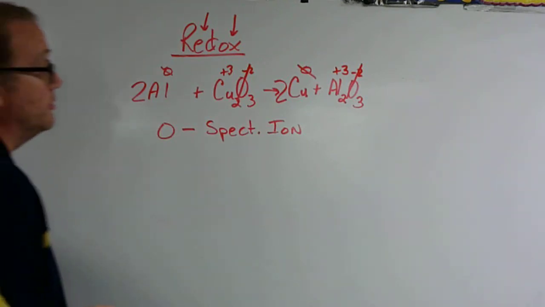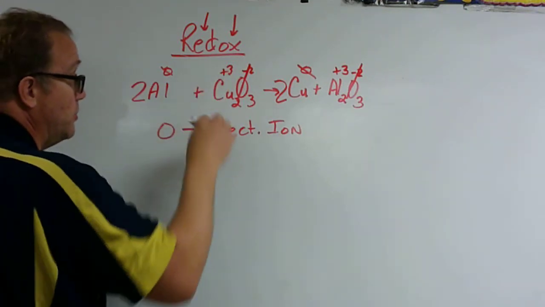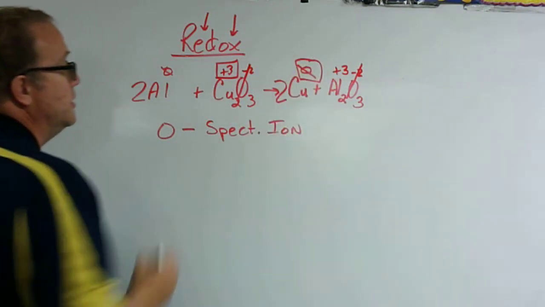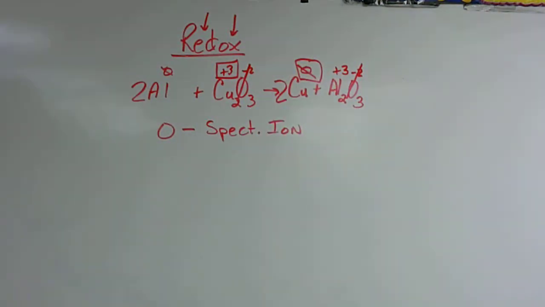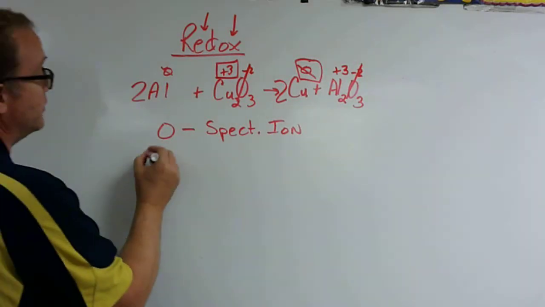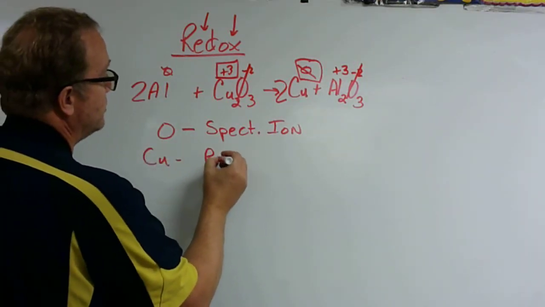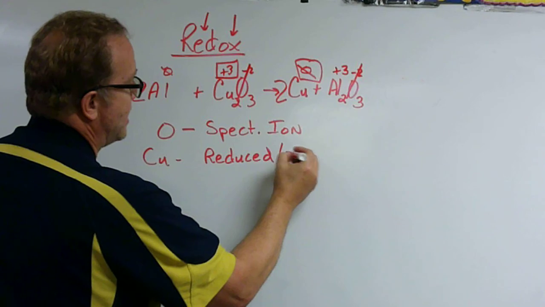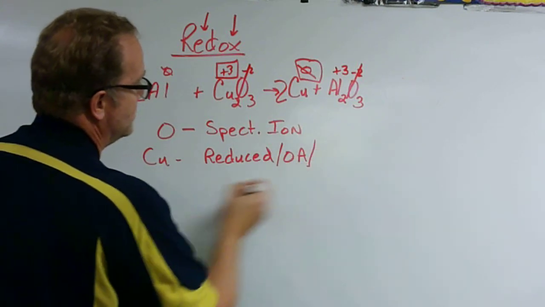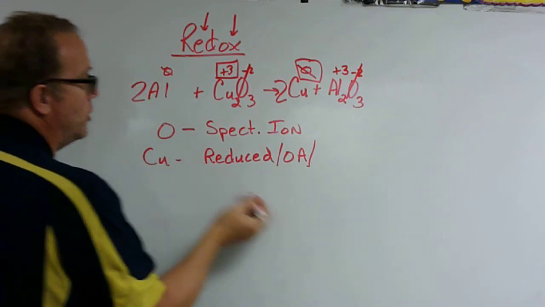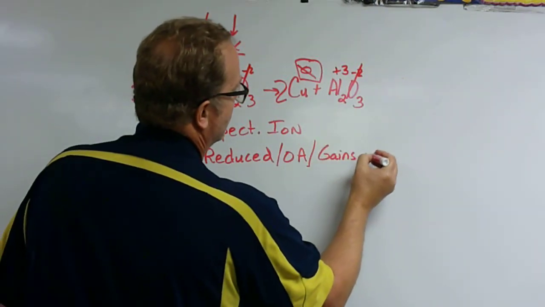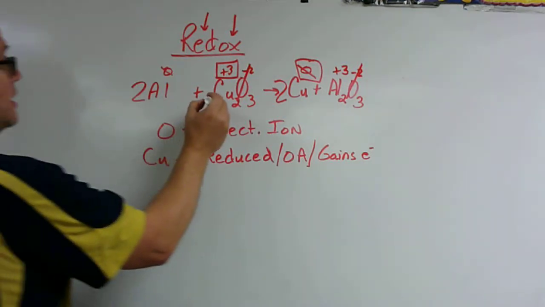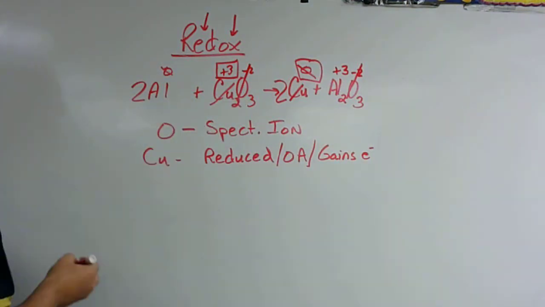Now we can look at our charges here. Again, it's kind of getting a little bit of detail here, but I'll put a box around it. We notice that the charge here actually went down or reduced. So Cu is reduced, which will make it the oxidizing agent. We know that this one is GR, so it gains electrons. Now we've taken care of the copper. Now we can do the aluminum.